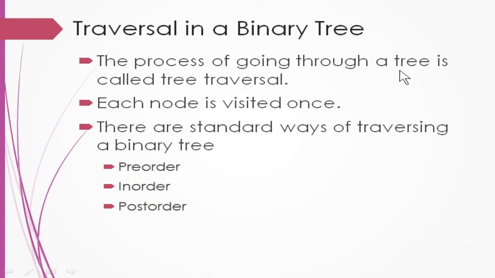The process of going through a tree is called a tree traversal. So first we have to see what binary tree traversal is. You are going to visit each and every node in your binary tree. Visiting all the nodes is called traversing. Each node is visited once, so at least once each node will be visited. There are standard ways of traversing a binary tree. You have three ways available. The first way is pre-order, the second is in-order, and the third is post-order. We are going to see one by one how to traverse, how to visit the binary tree nodes.